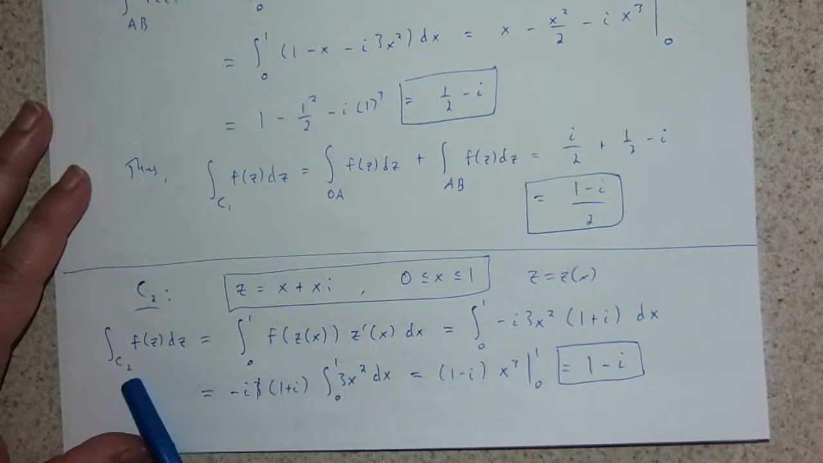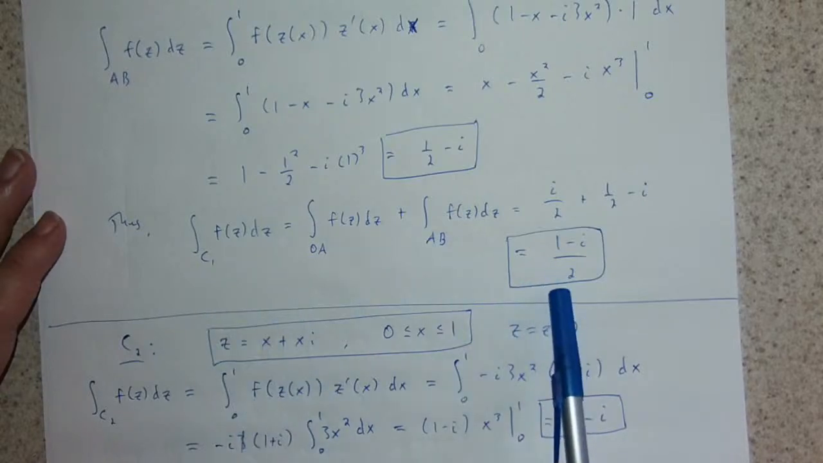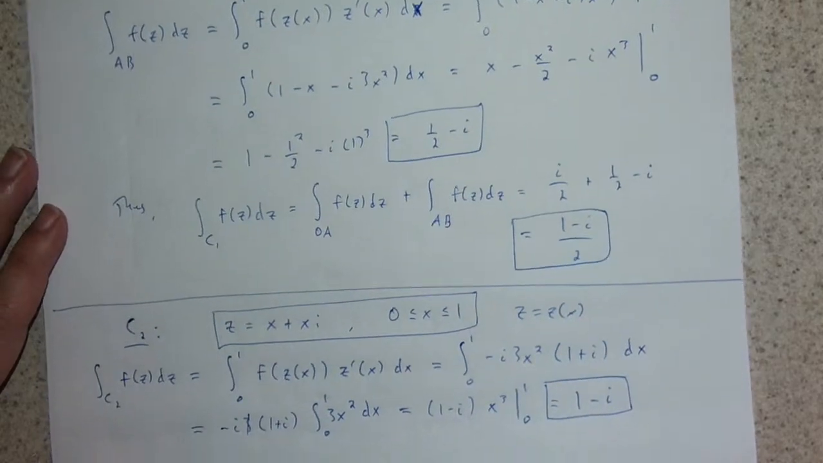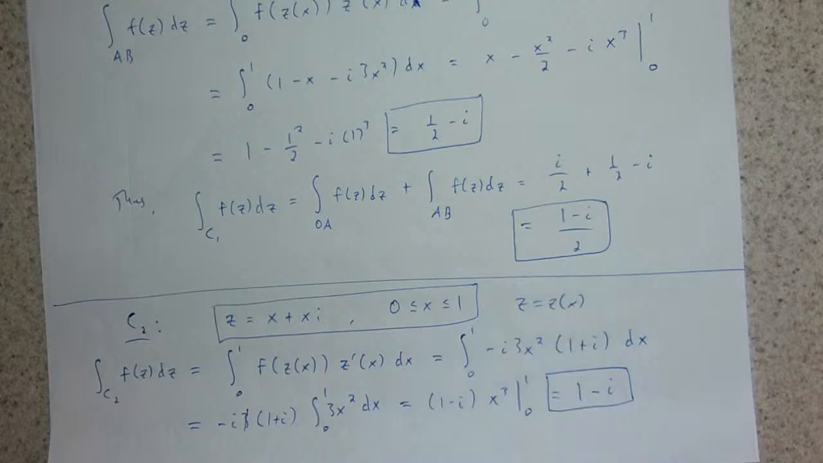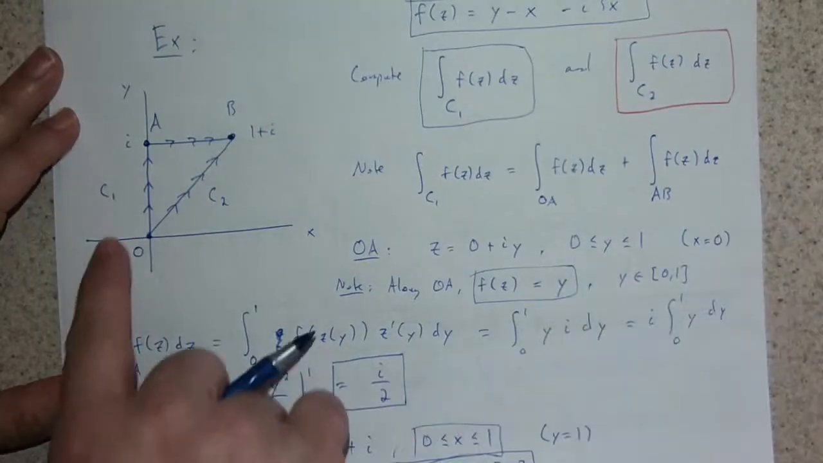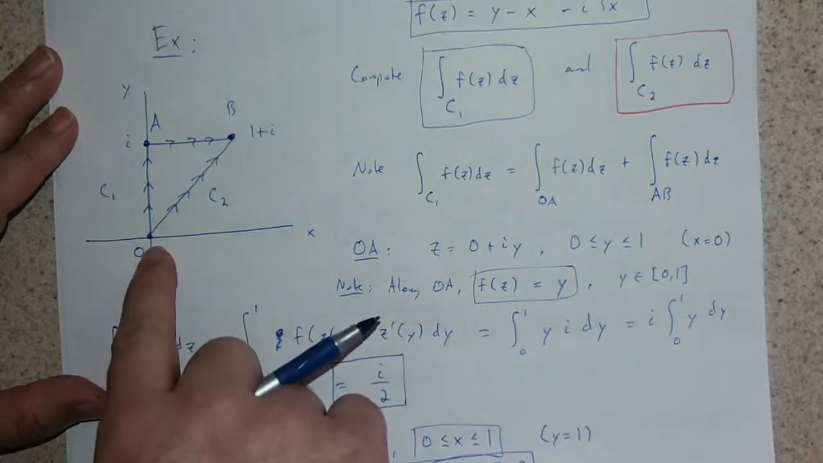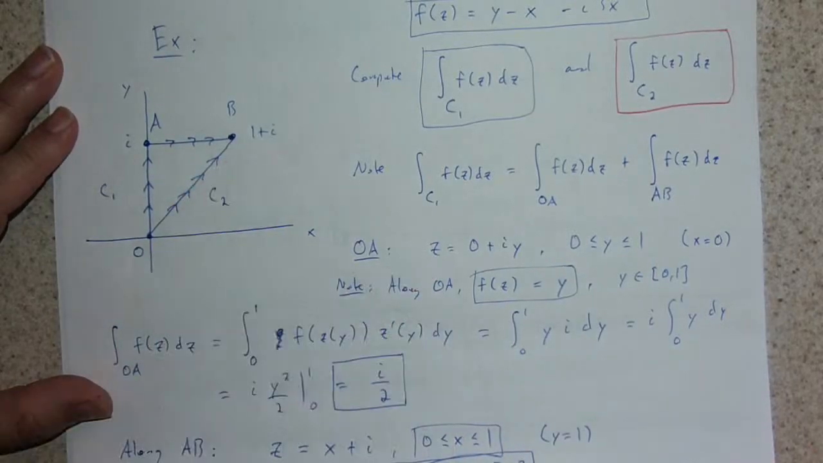So my integral along C sub 2 is 1 minus i. My integral along C sub 1 is 1 minus i over 2. So it's actually half. Going back to our picture, let's fully realize what this means. I have two curves, C sub 1 and C sub 2, two contours. Both of them have the same initial and terminal points.